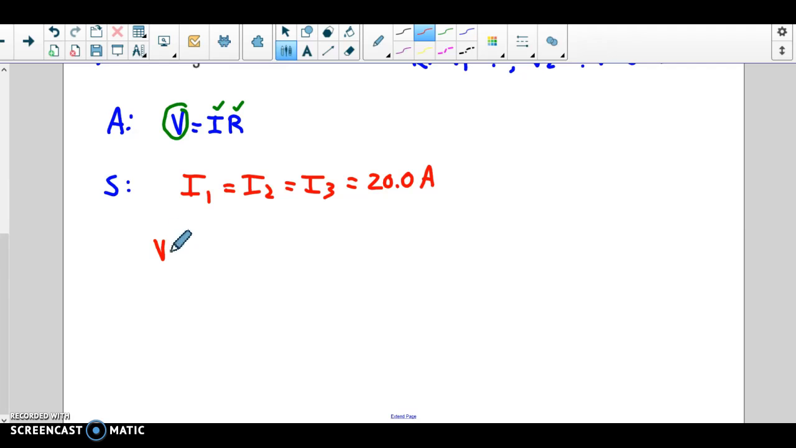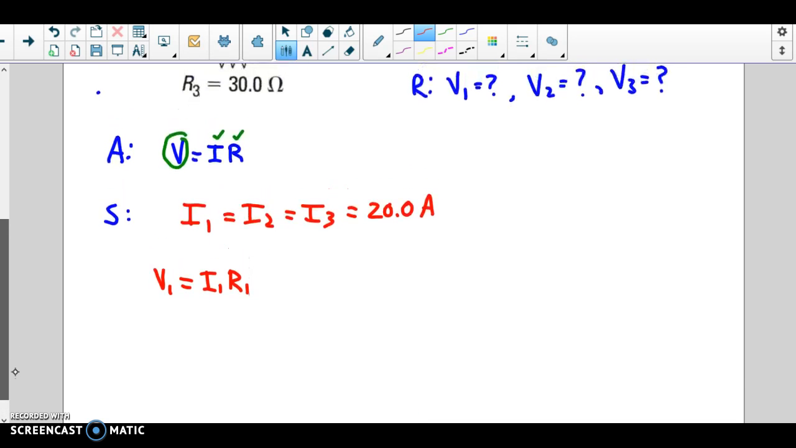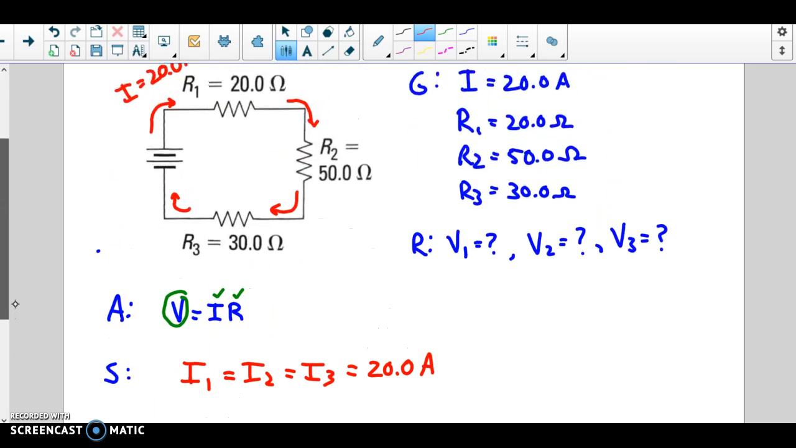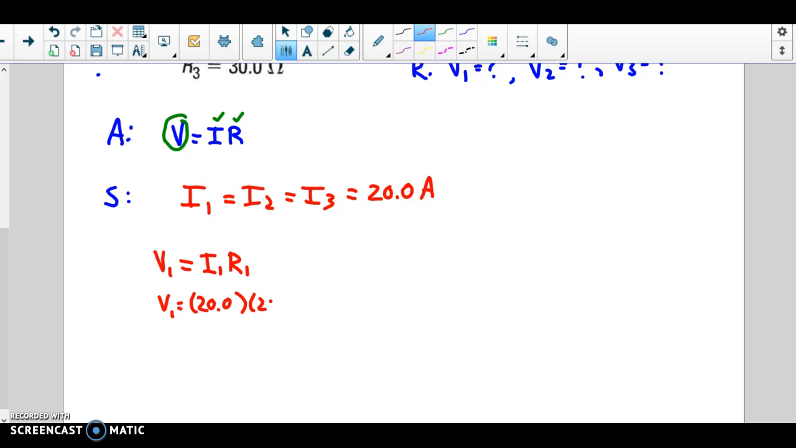Now, in terms of our solution, V1 is equal to I1 times R1. That's using Ohm's law, but applying it just to resistor 1 first. So V1 is equal to 20 amps times the resistance of resistor 1, which is 20 ohms. 20 times 20 is 400, so it's very high voltage. So 400 volts. And notice how I'm going to just write 3 digits, 400, because I'm going to match the number of digits that were displayed in my original answer. So V1 is 400 volts.